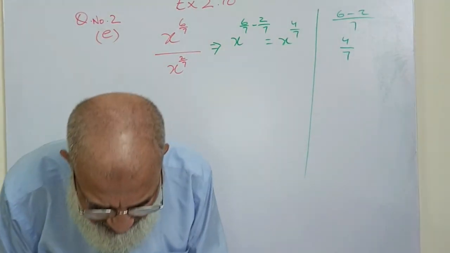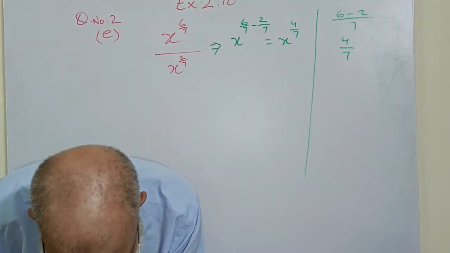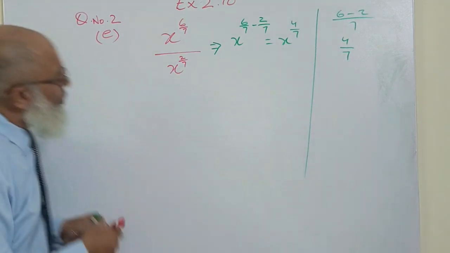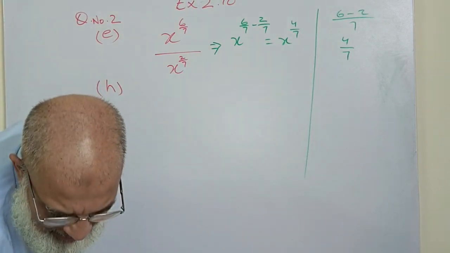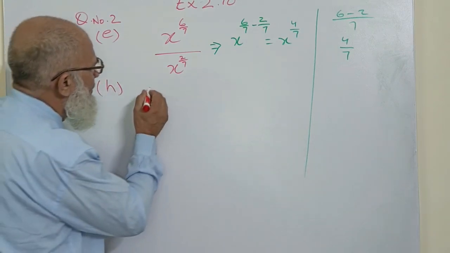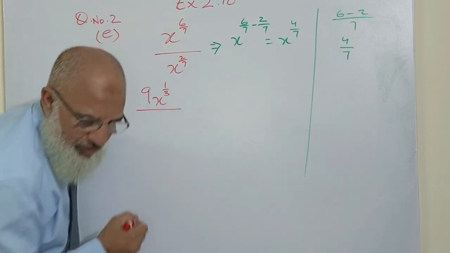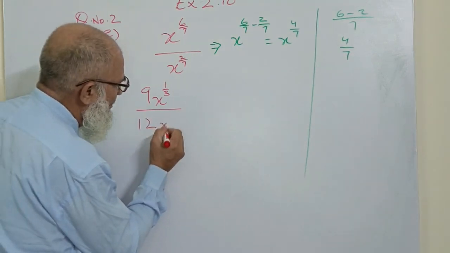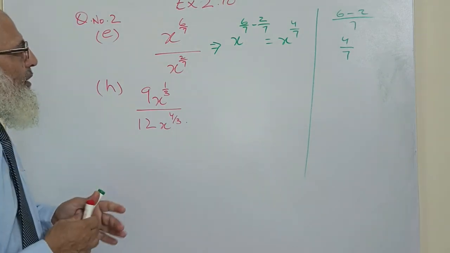Now let us proceed to our next question, and that is part H. Part H says 9x^(1/3) divided by 12x^(4/3). Now, what I told you here, that you see there are 6 parts out of 7.